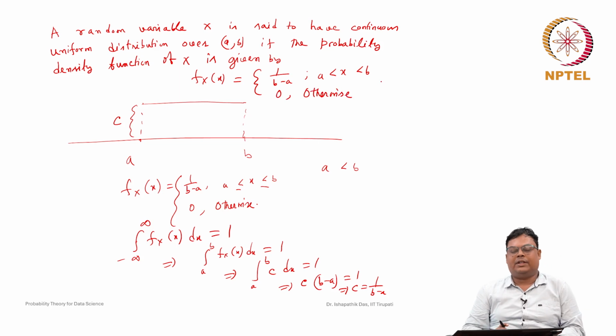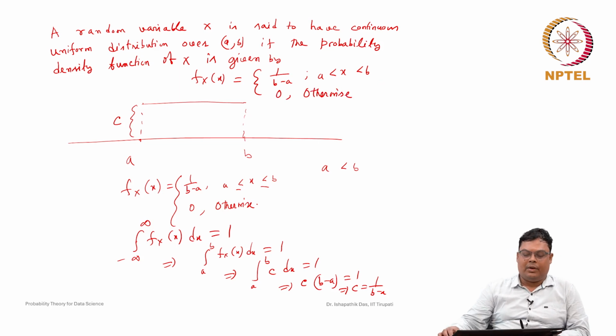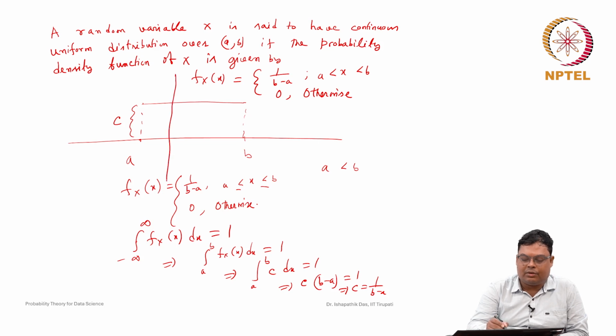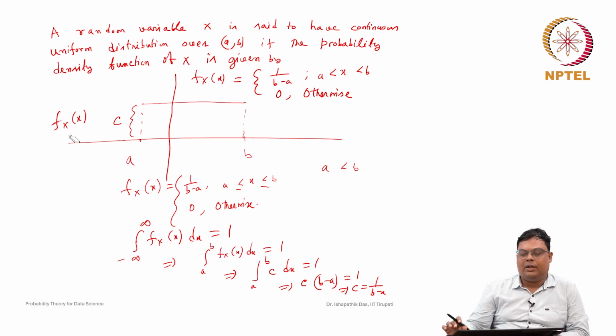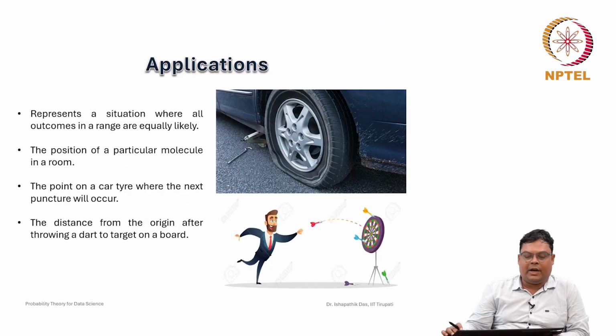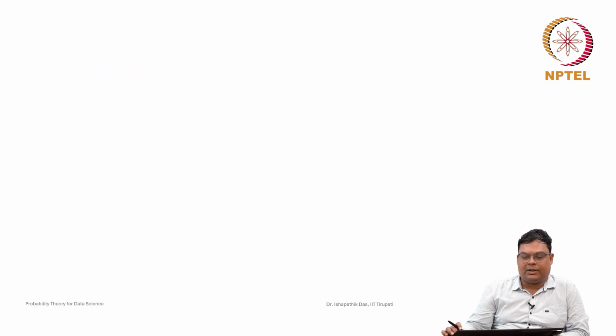Now, suppose this is the y axis, and a and b are any real numbers. So, this should be the graph of the probability density function. Now, suppose we want to find the cumulative distribution function of this random variable. So, how can we find the cumulative distribution function?